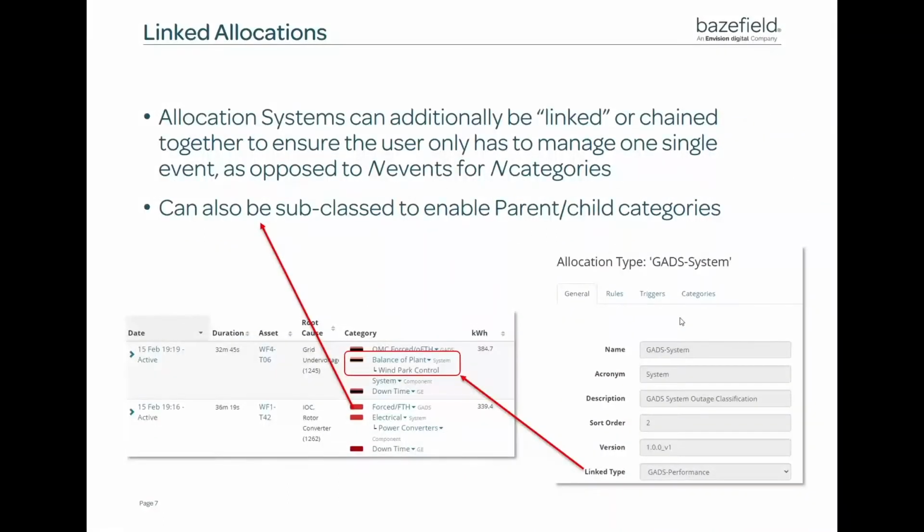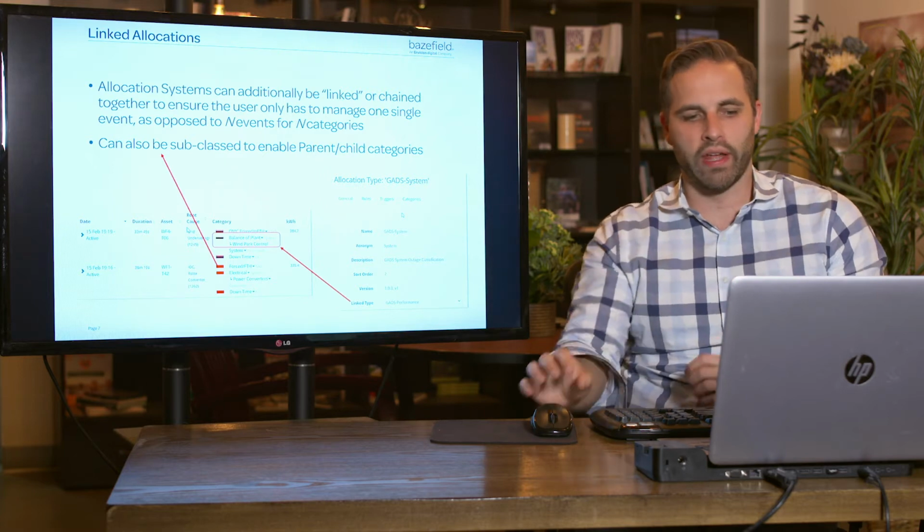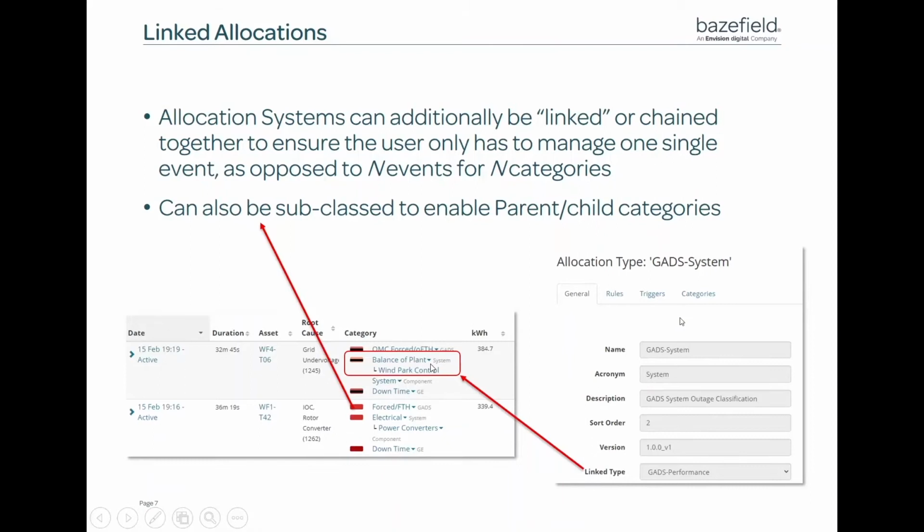You can also physically link these independent systems together. The advantage here is you can manage just one single source of events and then reallocate, reclassify, and manage the categories all in one user interface. This is what we call linked allocations.